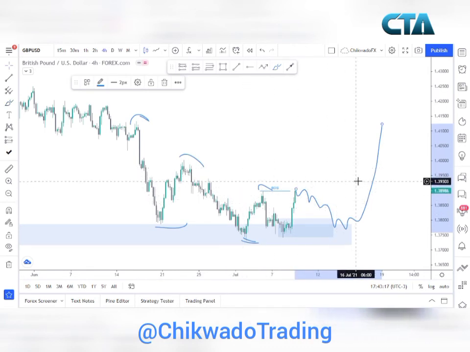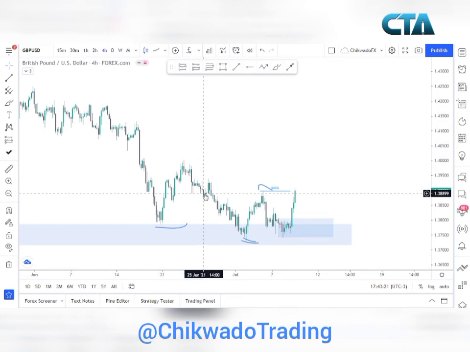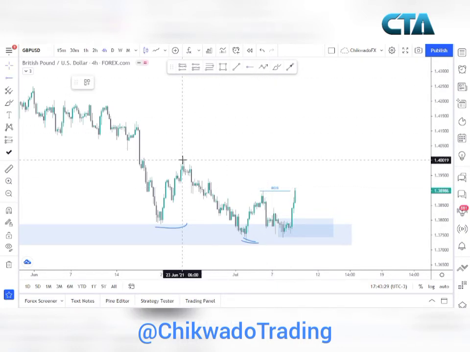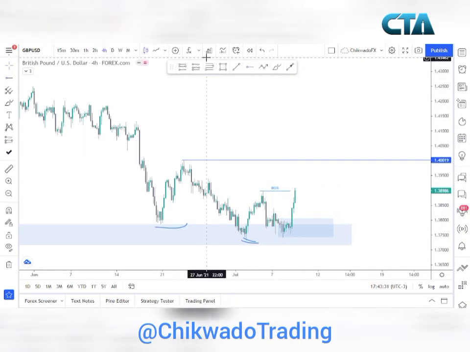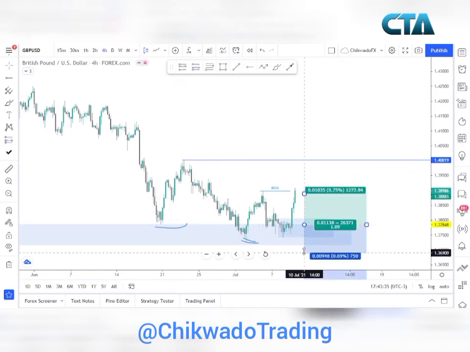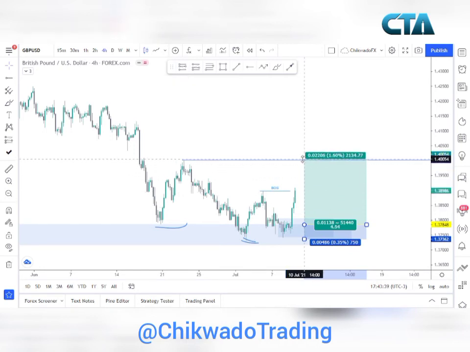And given the fact that we've taken out this high here, the next high I should be expecting the market to take out is this one. So if I was to take a trade here, get involved at this level, stop loss right below this level, the first target will be this high here, expecting the market to take out the liquidity, the buy stops, and run the stops above that high.